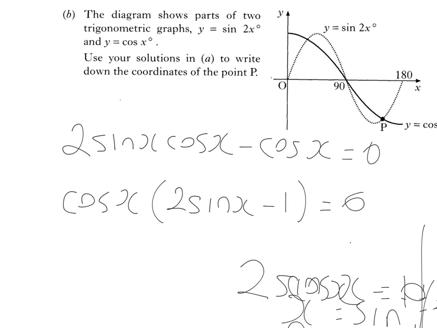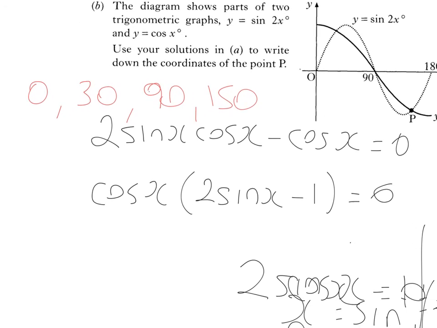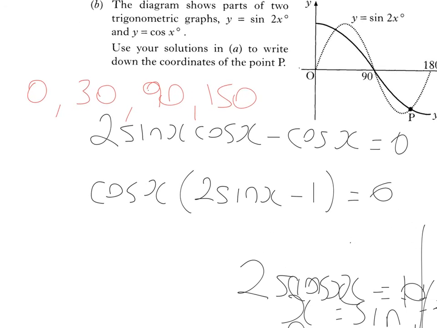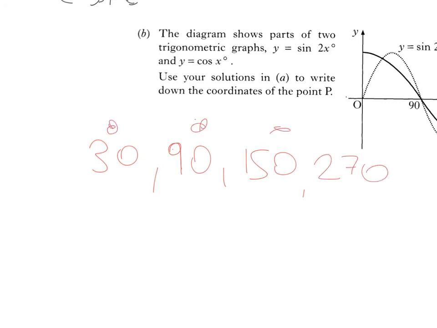So we know that the four solutions are... In fact, that's a mistake. The four solutions were 30, 90, 150 and 270. So that's the first point of contact, second, third and fourth.